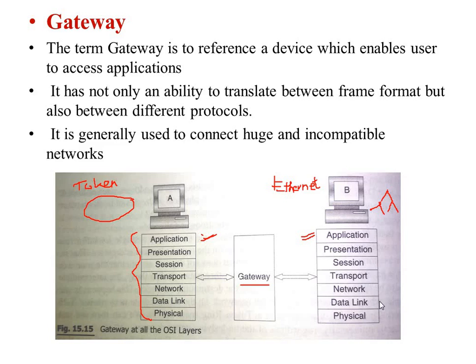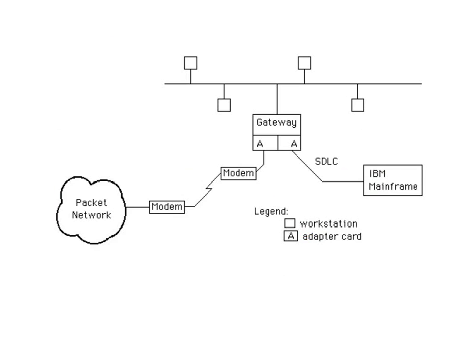Generally a gateway is used to connect huge and incompatible networks. Incompatible means both are totally different networks. We are able to connect these networks together, and the gateway will help us to connect with each other. So this is how you can connect the device.